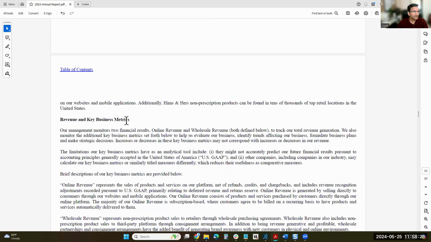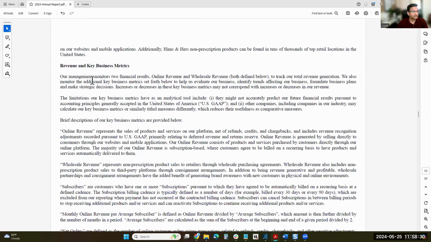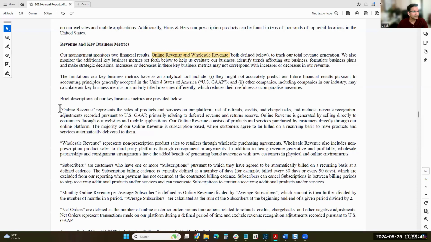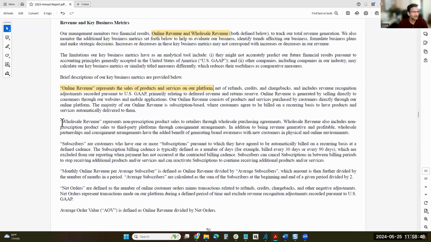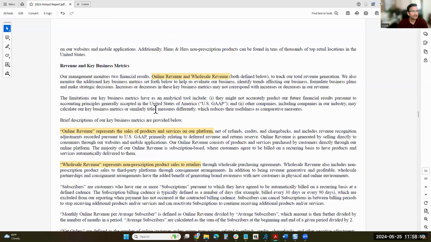So, revenue and key business metrics. Our management monitors two financials: online revenue and wholesale revenue. Okay, what are these two? They are defined below. Online revenue represents the sale of products on the platform, net of refunds and all that. Okay, that's done on their platform. Wholesale is non-prescription product sale to retailers. So they have some products as well.